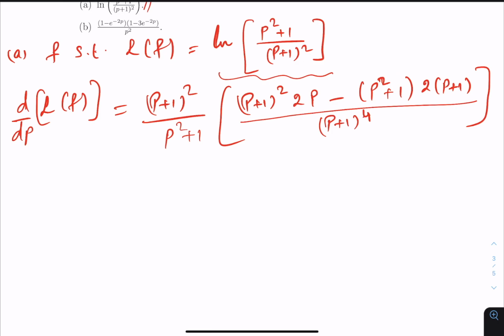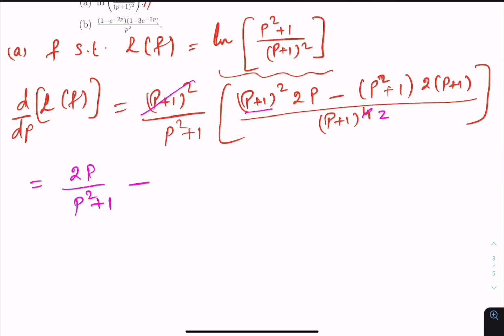Okay, so now this cancels off with some 2 here. The square here will cancel with this square here, so what you get is 2p over (p square plus 1) minus, in this case this cancels with this and one of these cancels with one of these, so what you get is 2 by (p plus 1).